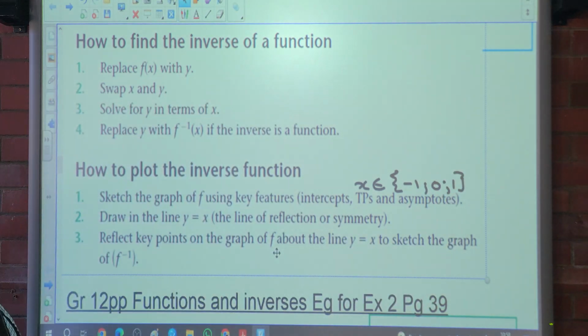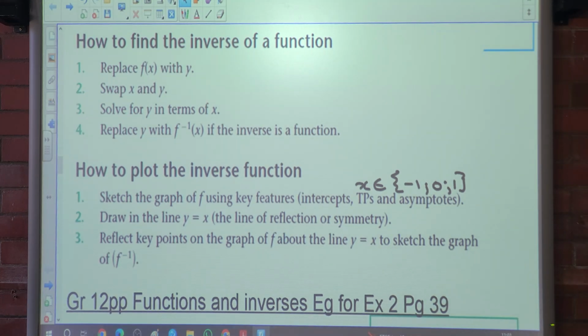Okay, and then draw the line y is equal to x, the line of reflection or symmetry. Reflect the key points on the graph of f above the line y is equal to x to sketch the graph of f to the minus 1. Okay, so I'll give you a chance to write that down quickly. Just going to pause the video at this point.